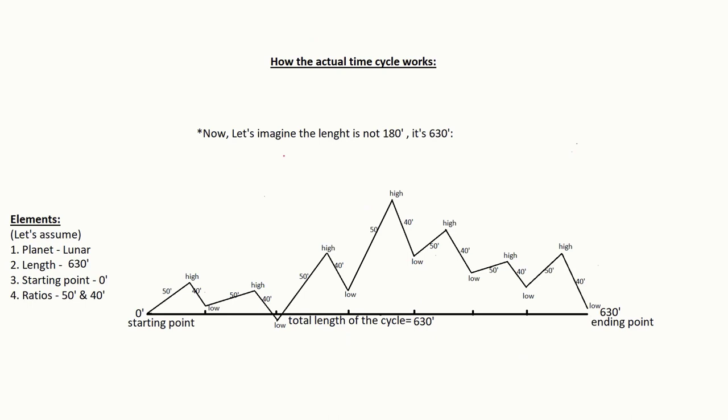Now let's imagine the length is not 180 degrees, it's 630 degrees. In that case, our planet will be the same, starting point will be the same, 0 degree, ratios will be the same, just the length will be changed. Right, so this is the starting point, this is the ending point, 630 degrees. Our total length of the cycle would be 630 degrees. Now let's apply the ratios.